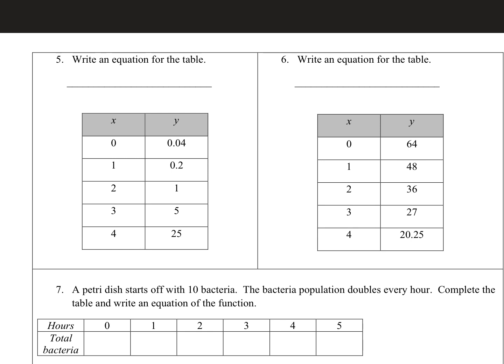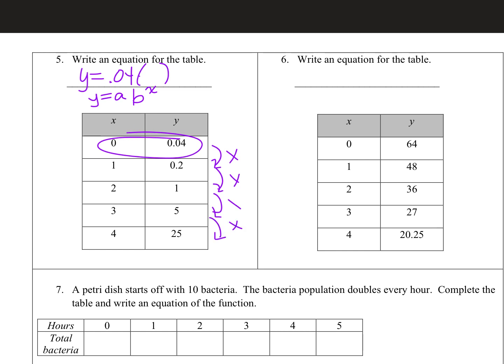Remember that we're looking for something in the format y equals a times b to the x. That's what we're looking for. And remember, a is its y-intercept. So that's going to be y equals 0.04 times, so we're going to use parentheses for the times. What goes inside there? Well, I need to figure out what am I multiplying by each time. And it's going to be multiplied by the same thing.